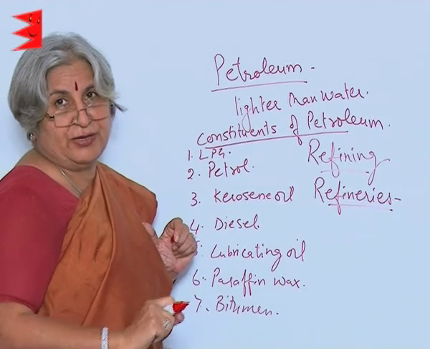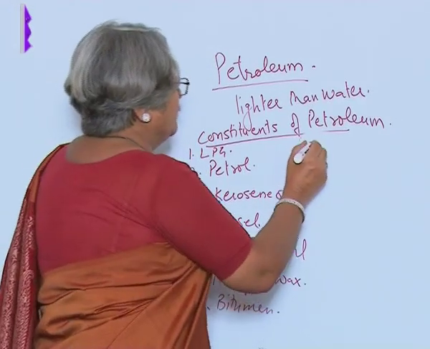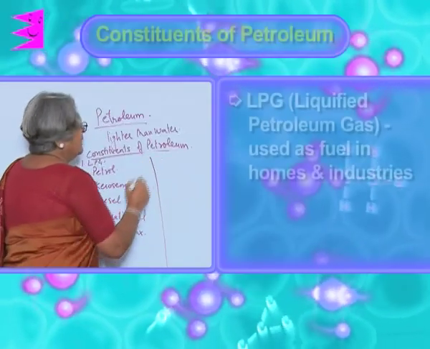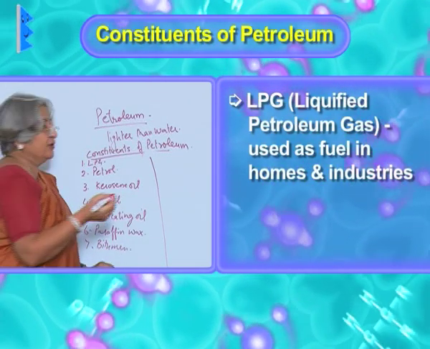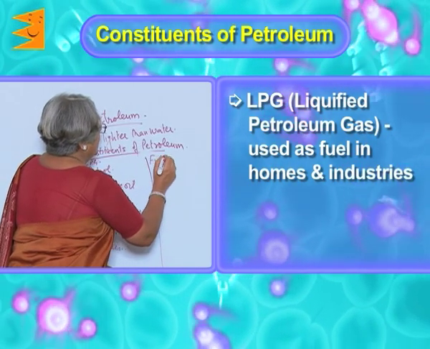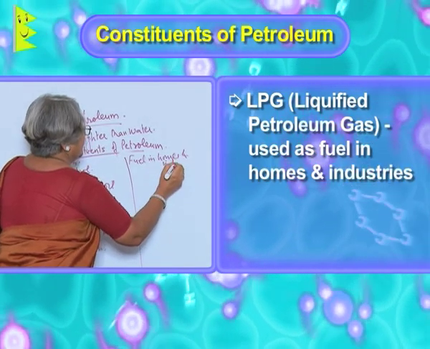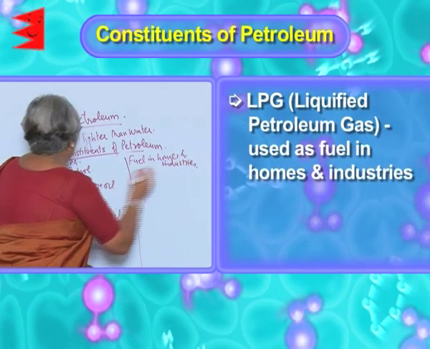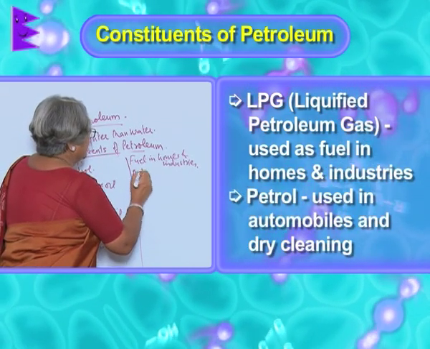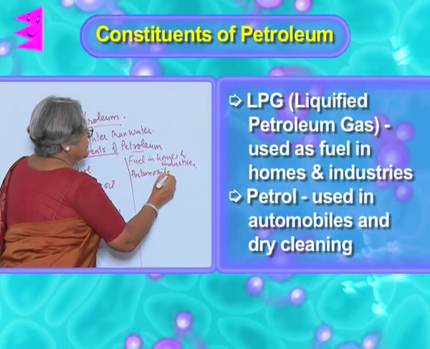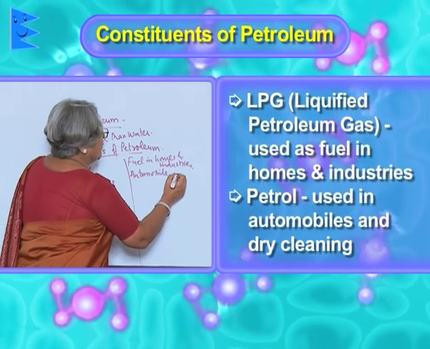Now what are the constituents? First constituent, which is in gaseous form, is LPG, liquefied petroleum gas, and we all know it is being used as fuel in homes and industries. Next product is petrol. Petrol is used in automobiles, light vehicles like car, scooter, motorcycle. It is also used for dry cleaning.